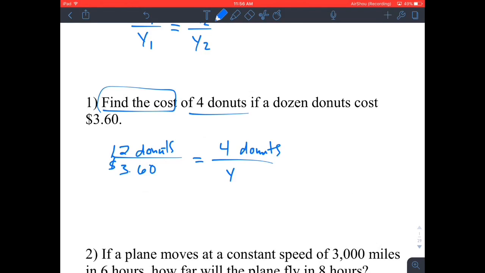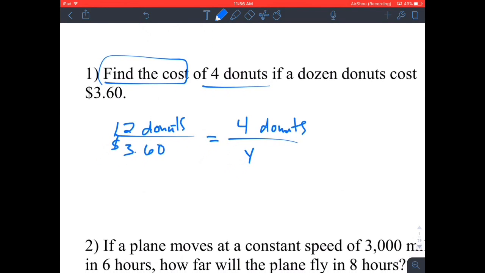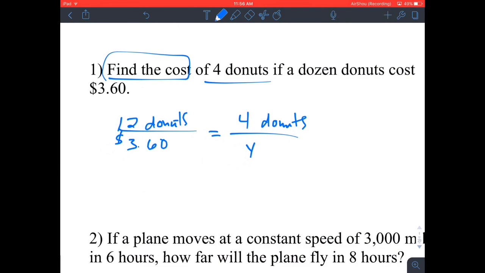To simplify this, we could multiply both sides of the equation, essentially cross-multiply. Multiply both sides of the equation by y and by 3.60. It's going to give us 12y equals 4 times 3.60.